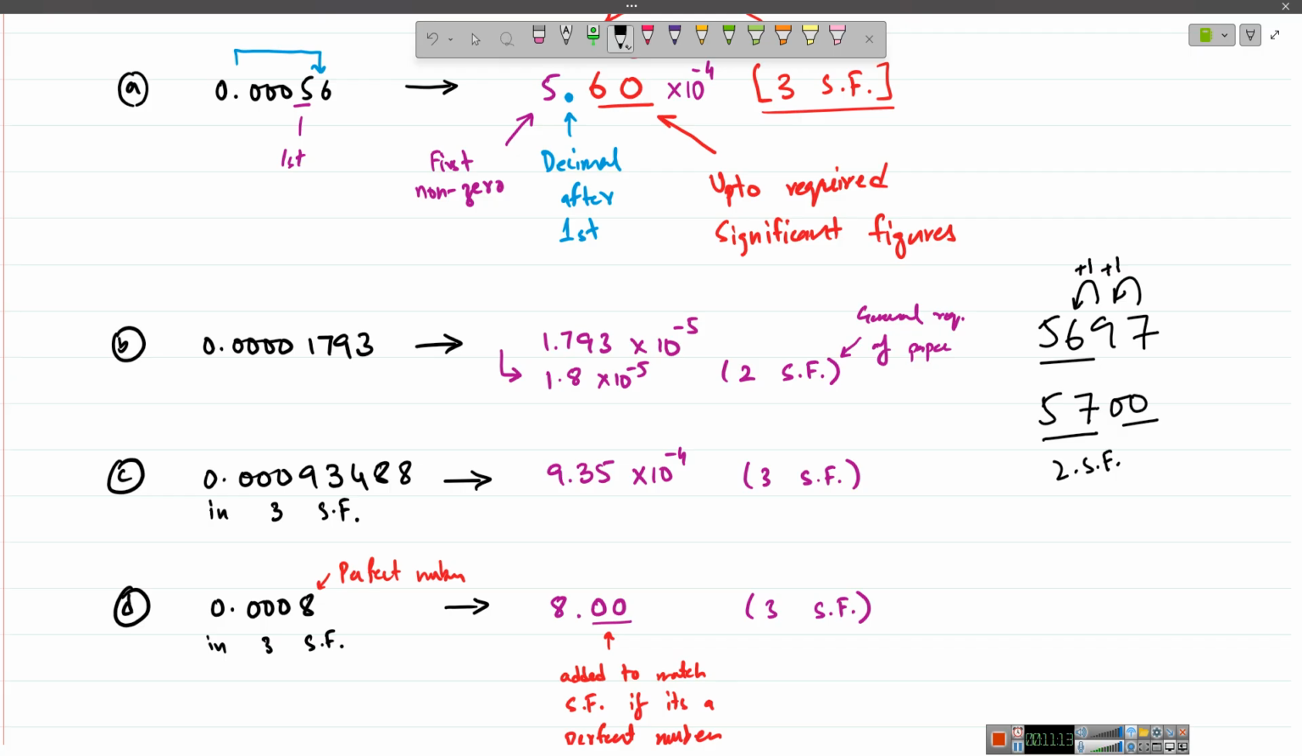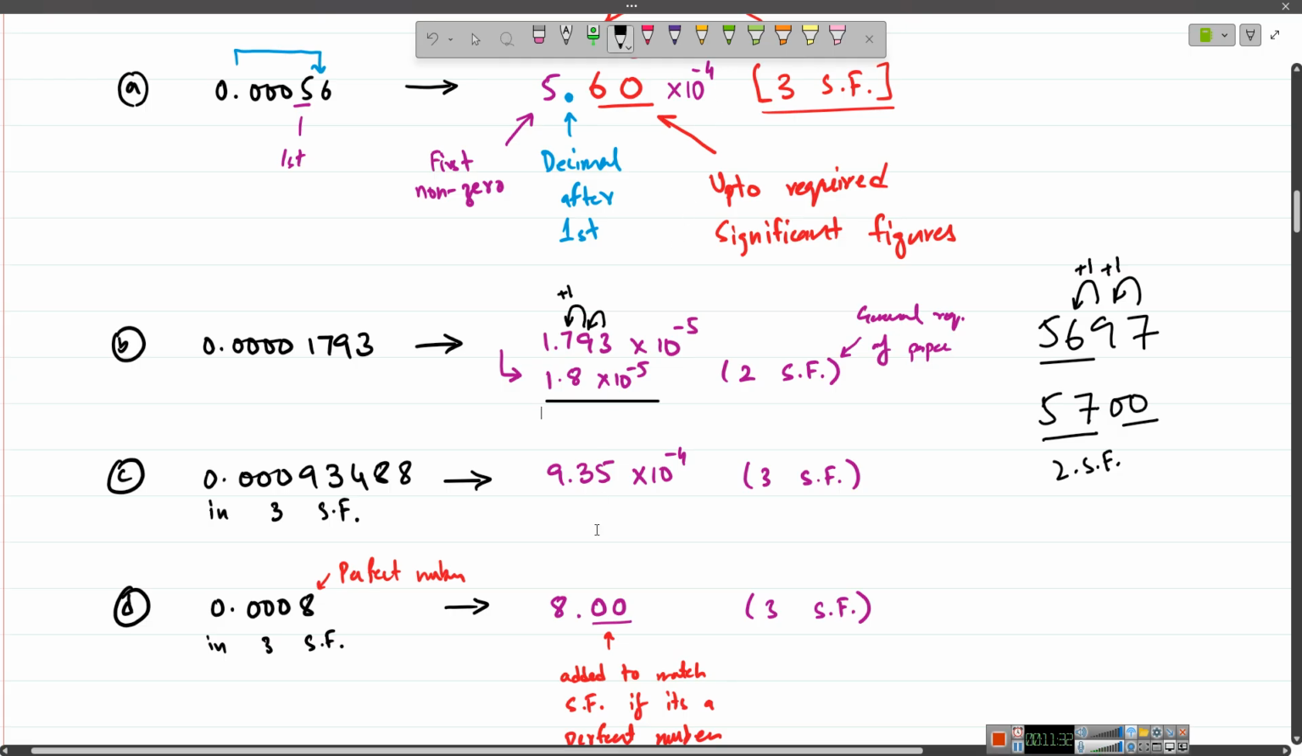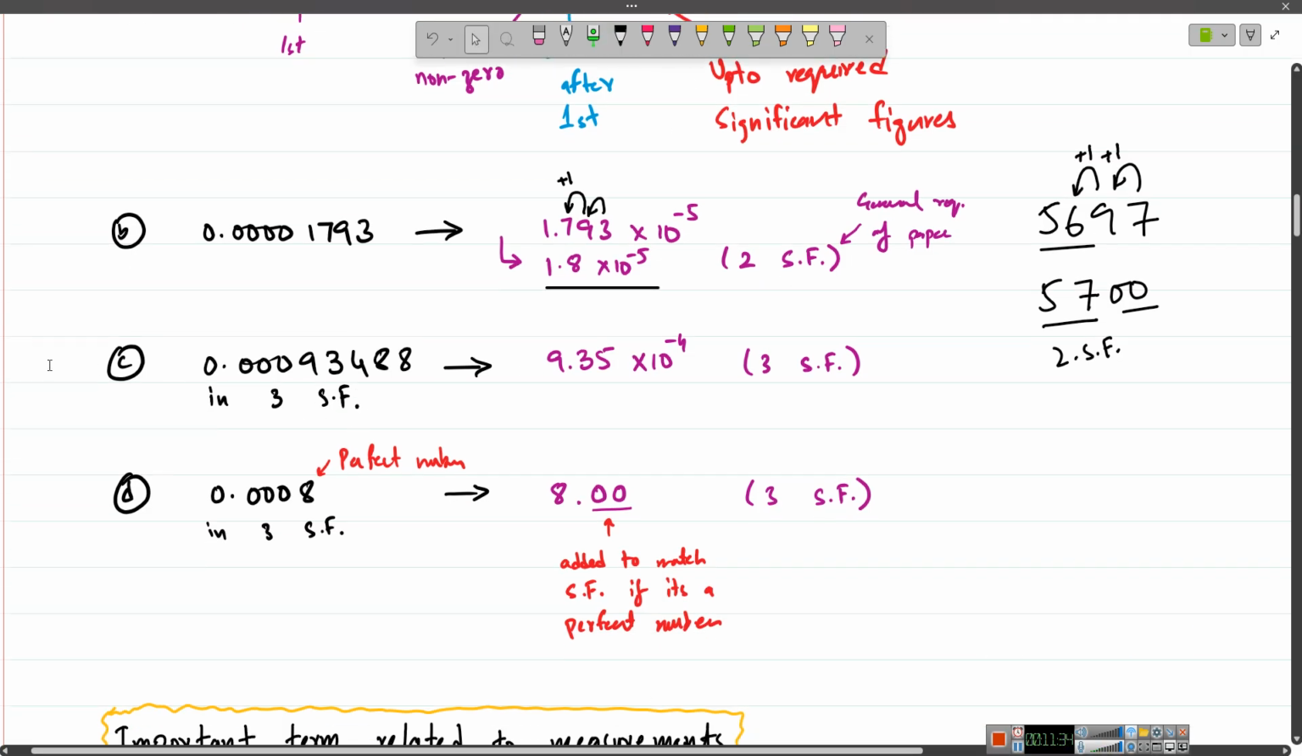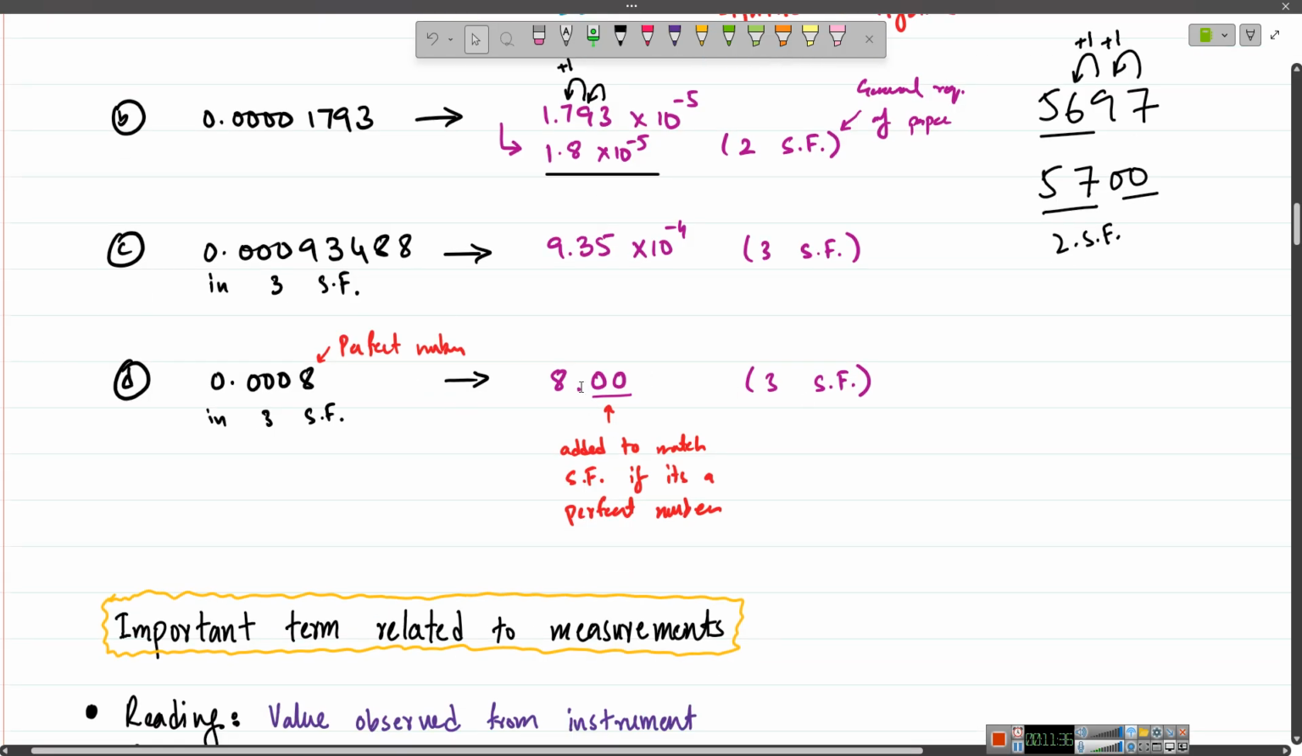In this case, you can see that the 3 was rounded off, but no addition because it's less than 5. And now 9 is rounded off into 7, so that's going to be a +1, right, because it is greater than 5. So the actual correct answer is 1.8 into 10 to the power minus 5, which is the correct answer that your examiner will accept, right? Now these are other examples over here. You can pause the video and have a look at it.